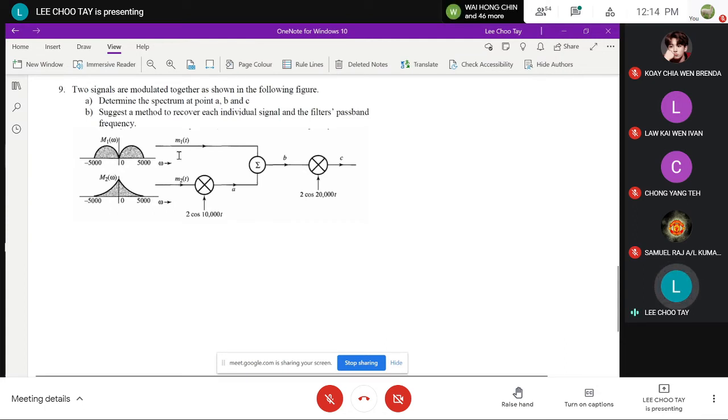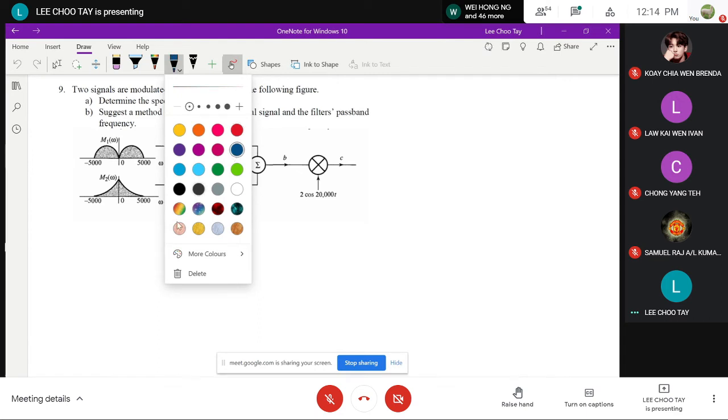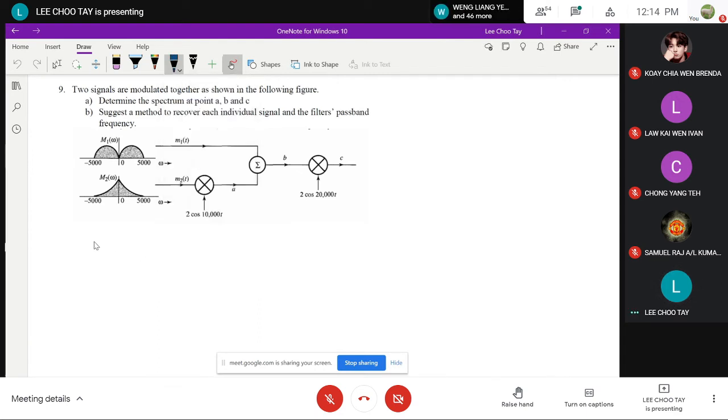Let's start at point A. Point A is our message signal that has been multiplied with the carrier signal. If you recall from our lecture notes, we have a message like this, and then we multiply with a carrier. This carrier is 10,000.